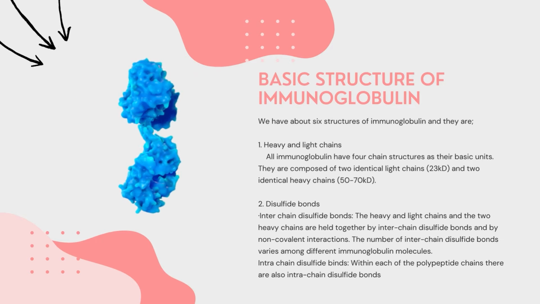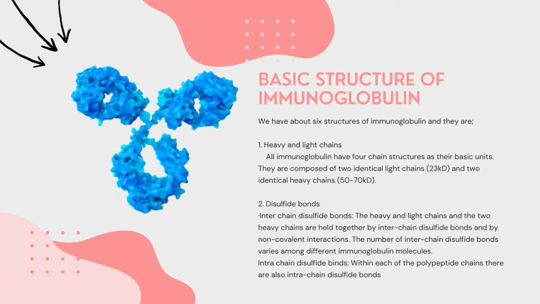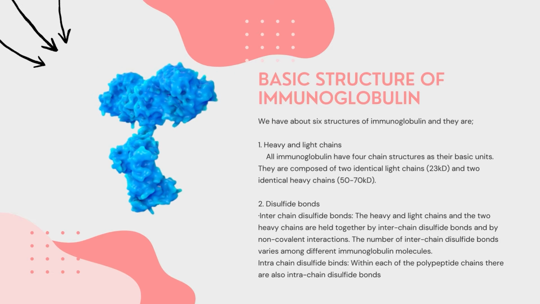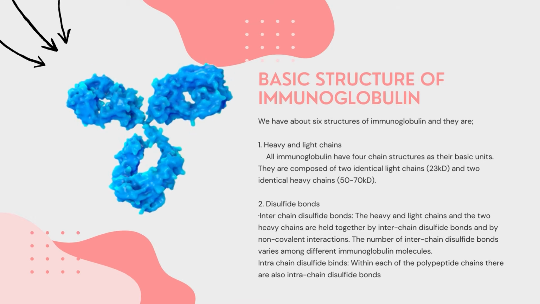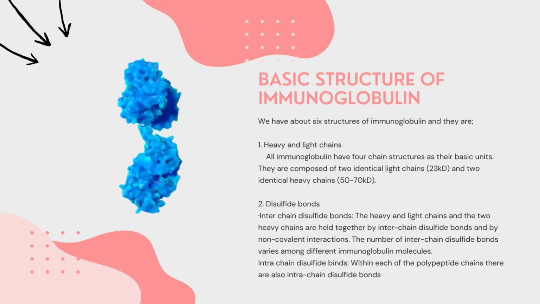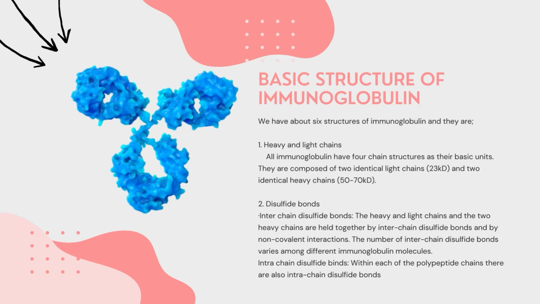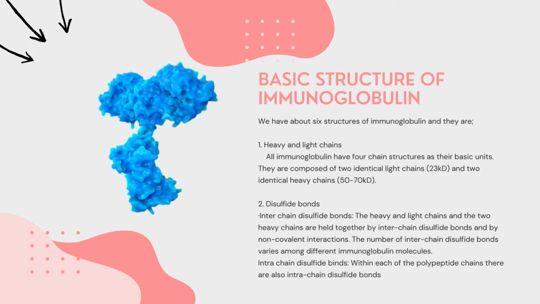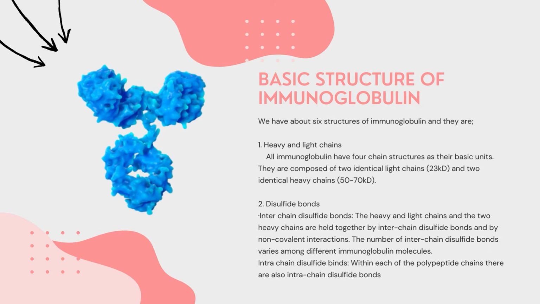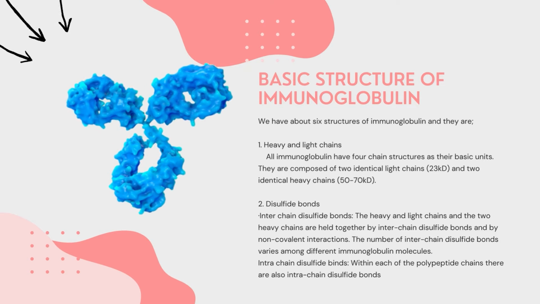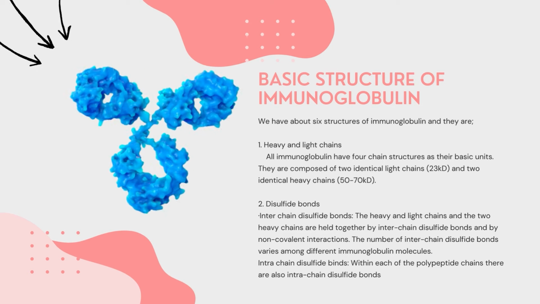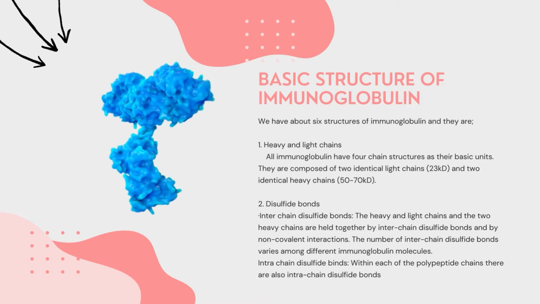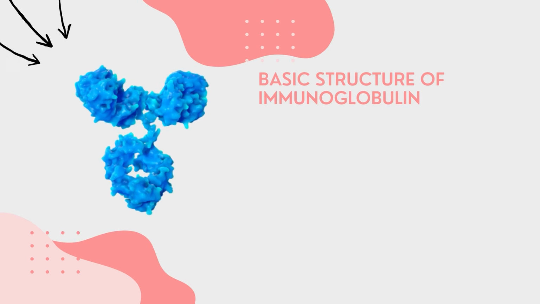They are composed of 2 identical light chains, 23 kD, and 2 identical heavy chains, 50-70 kD. 2. Disulfide bonds. Inter-chain disulfide bonds. The heavy and light chains, and the 2 heavy chains, are held together by inter-chain disulfide bonds and by non-covalent interactions. The number of inter-chain disulfide bonds varies among different immunoglobulin molecules. Intra-chain disulfide bonds. Within each of the polypeptide chains there are also intra-chain disulfide bonds.